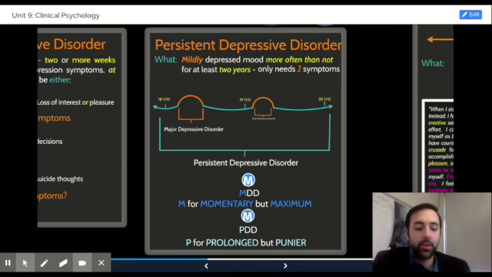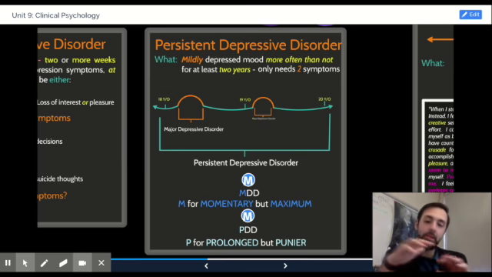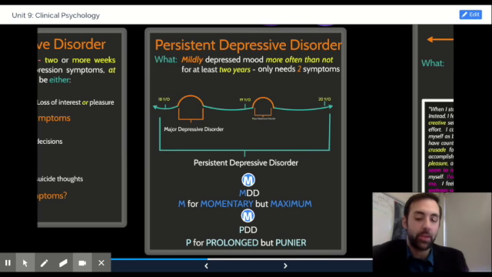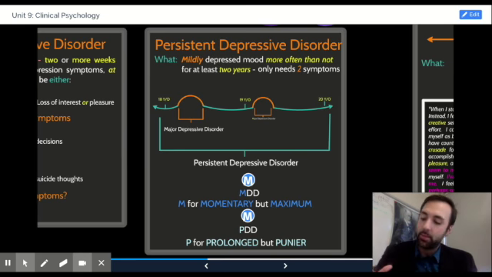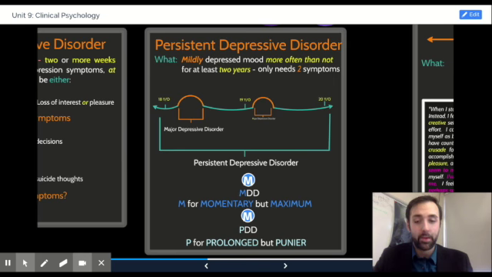With major depression, the word that helps differentiate these 2 is the M in major. And I think M for momentary but maximum, because that's precisely what it is. It's shorter. It only has to be 2 weeks, but it's the maximum quantity of symptoms relative to other forms of depression. Persistent depression is shorter, but it's prolonged. It takes way longer. The symptoms need to be persisting for at least 2 years. So it's prolonged, P for persistent, but it's punier, at least in terms of the raw quantity of symptoms.